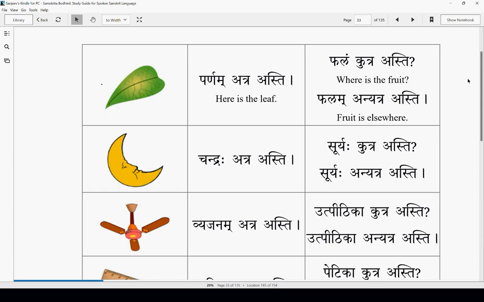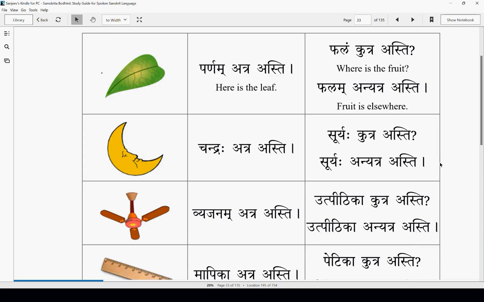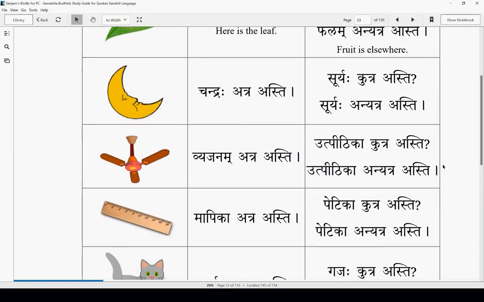Suryah kutra asti. Suryah anyatra asti. One second. Here when we use kutra, which is fine what you are saying, Suryah kutra asti, but try to make it a question. Suryah kutra asti. Oh, okay. Suryah kutra asti. Suryah anyatra asti.